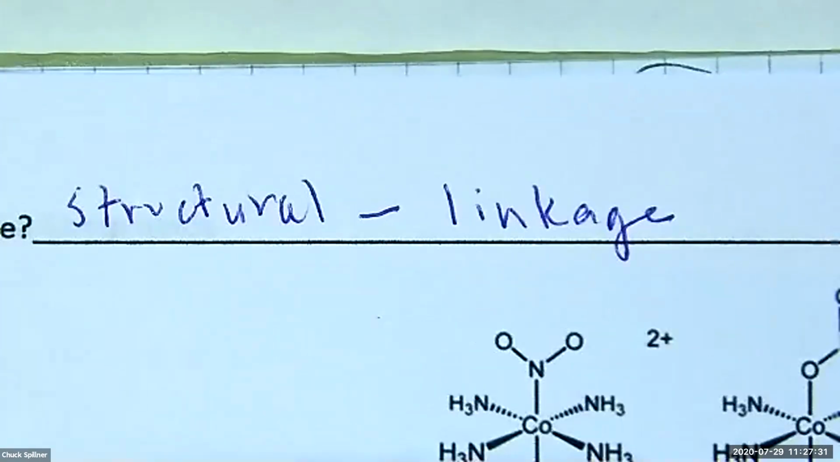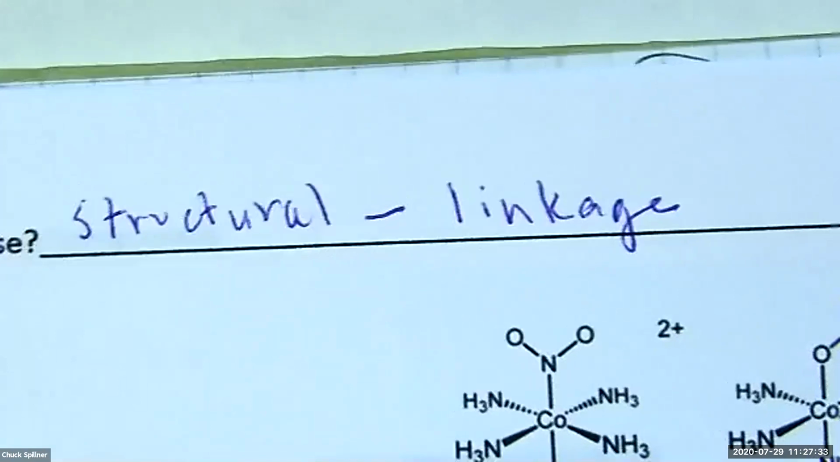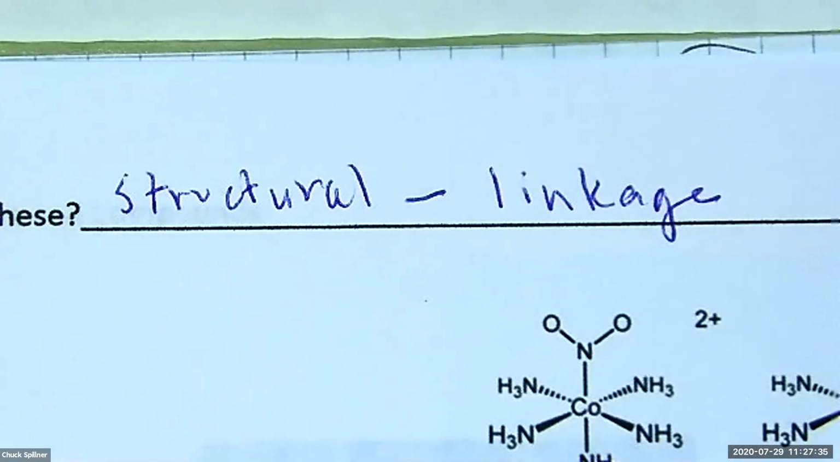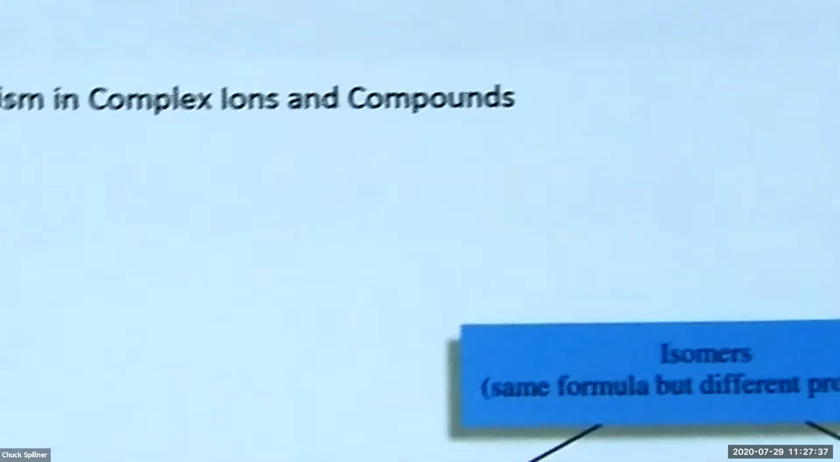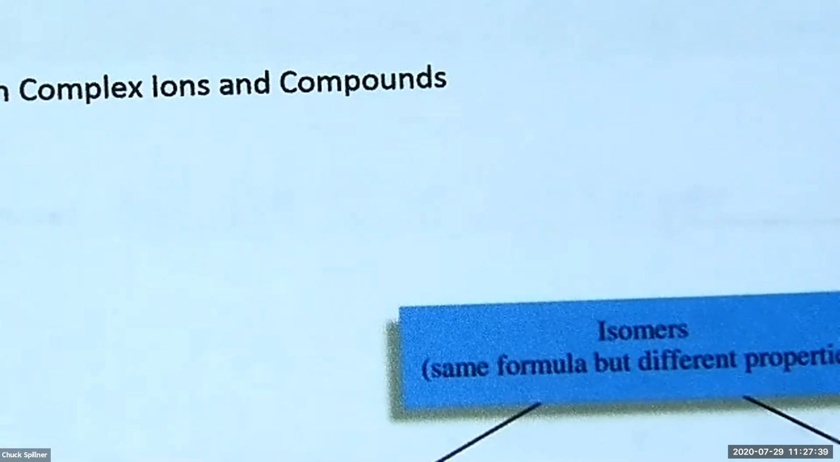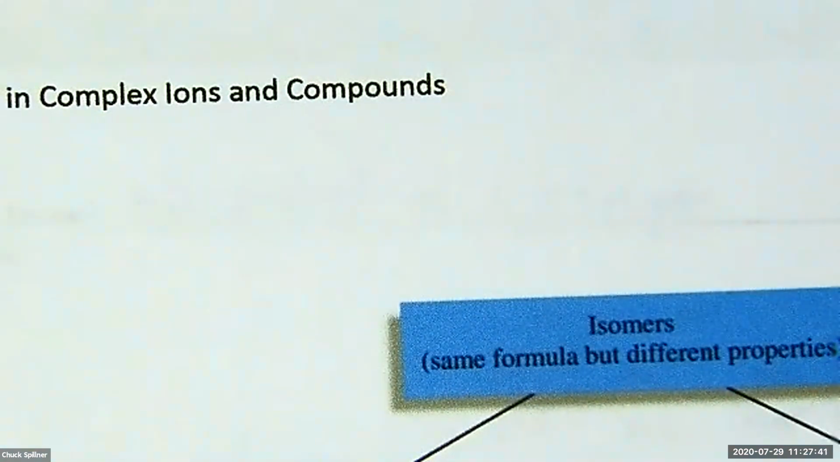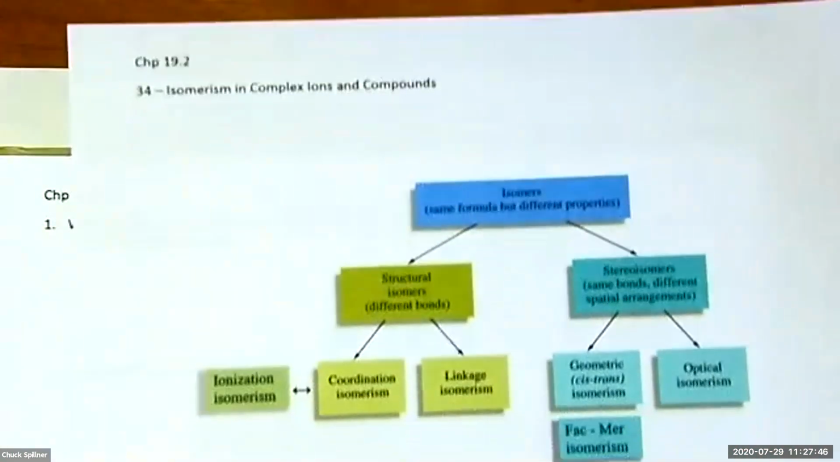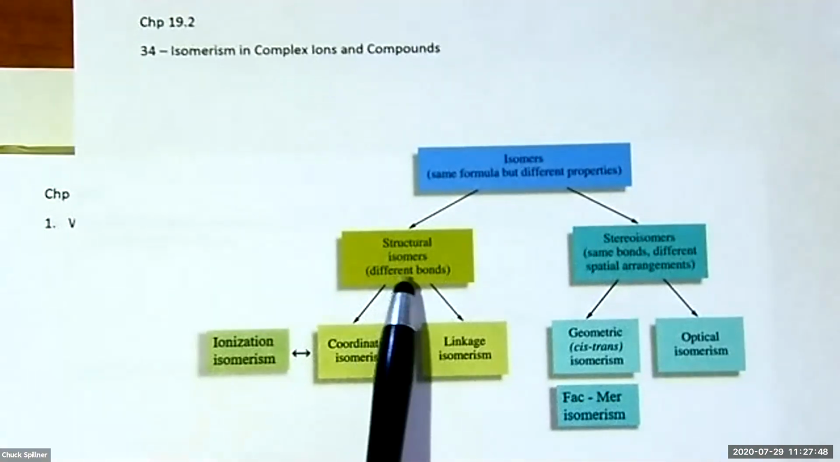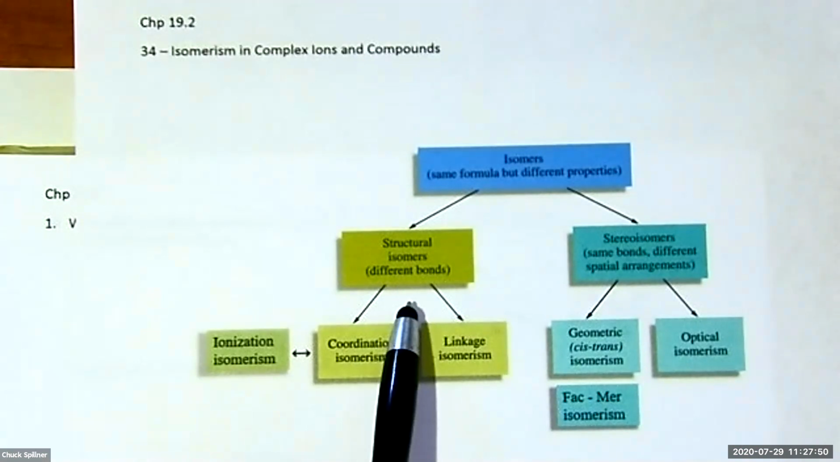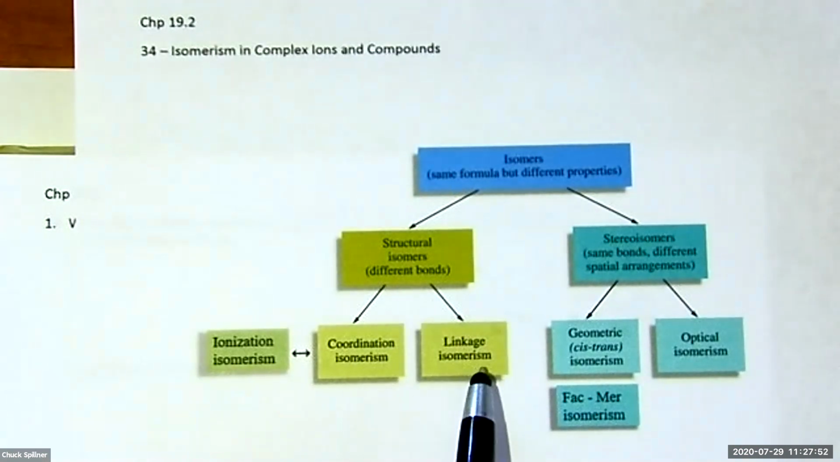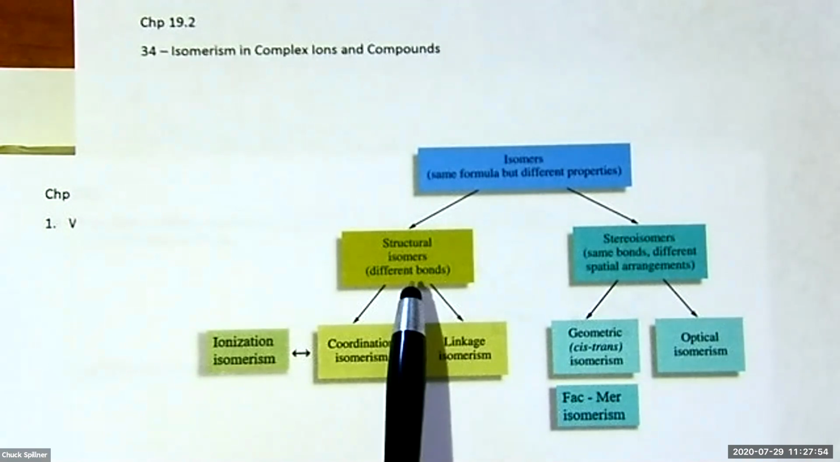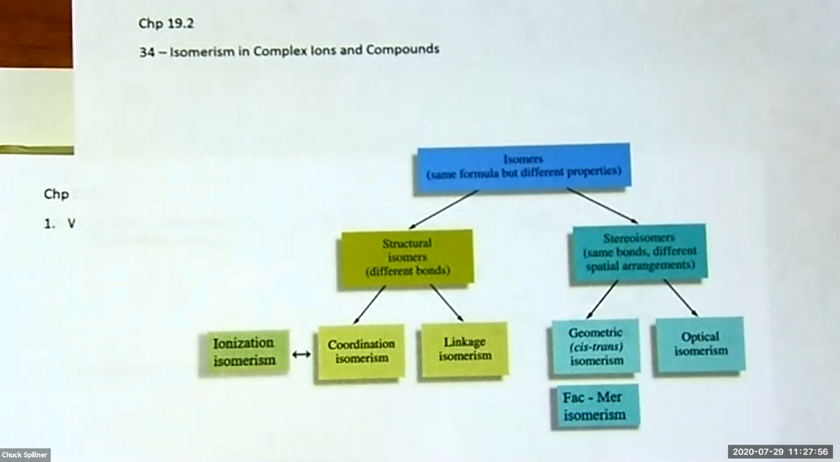Okay, so that's what I wrote down. It's a structural isomer. It's the broad category, and it's a linkage isomer. If we go back to our sheet here, the kind of isomer it is right over here. So we have, it's a structural isomer because there are different bonds to the metal, and it's the linkage isomer. So it's this category, structural linkage. That's what I wrote down.